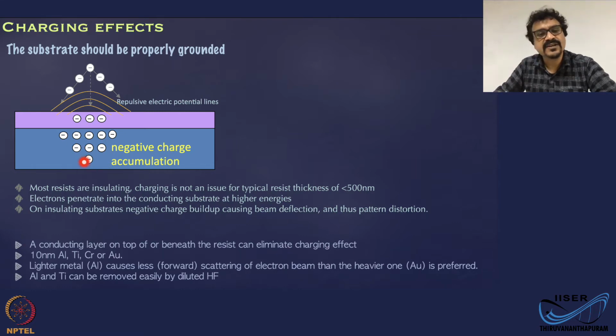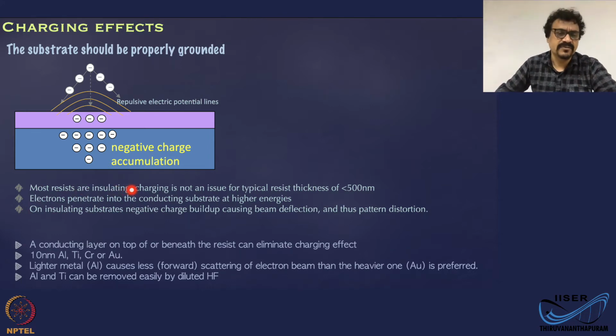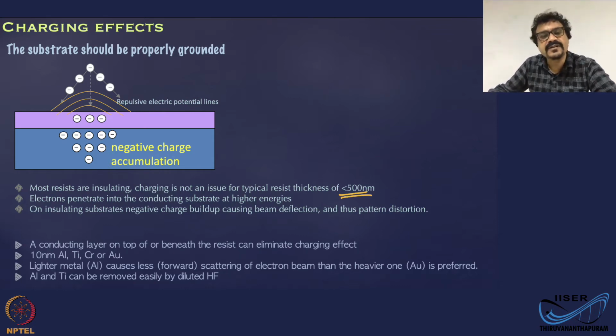So you cannot directly write onto any substrate which is highly insulating or even semi-insulating, because the charging effect is going to affect your resolution and also the pattern feature. So you need some kind of mechanism to remove this charge as soon as it falls on the substrate. Generally most of the resists are actually insulating, they are polymers. But here the thickness of the resist is really small, almost a few hundred nanometers. So the primary electron beam which falls on it will directly interact with the substrate, which is assumed to be conducting. So the charging effect is not a huge issue when you use a thinner resist, a thinner polymer.